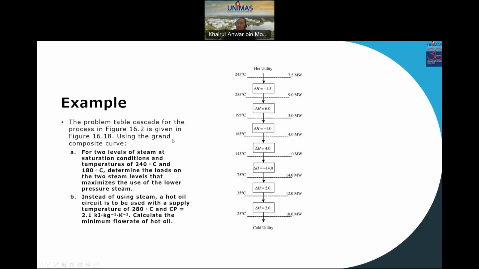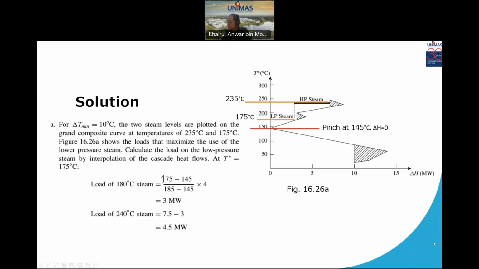For two steam levels, use the grand composite curve to determine these two conditions. For two levels of steam at saturation condition and temperatures of 250 degrees C and 180 degrees C, determine the loads on the two steam levels that maximize the use of the lower pressure steam. For delta T min equal to 10 degrees C, the two steam levels are plotted on the grand composite curve at temperatures of 235 and 175 degrees C.